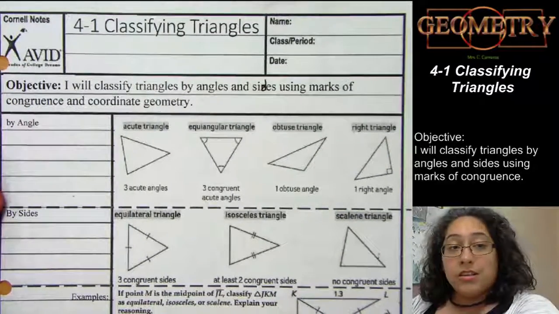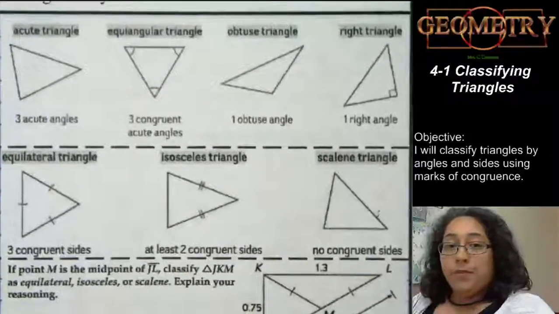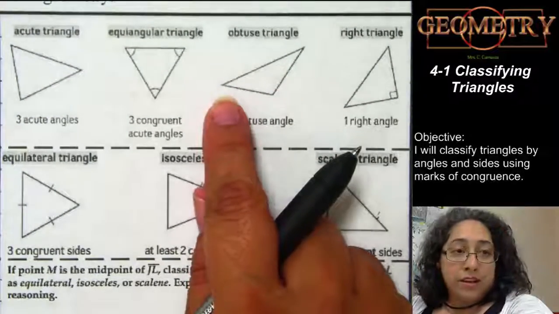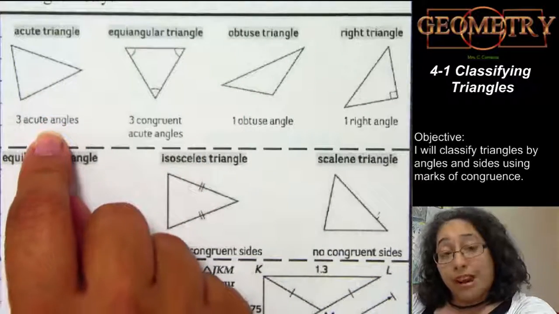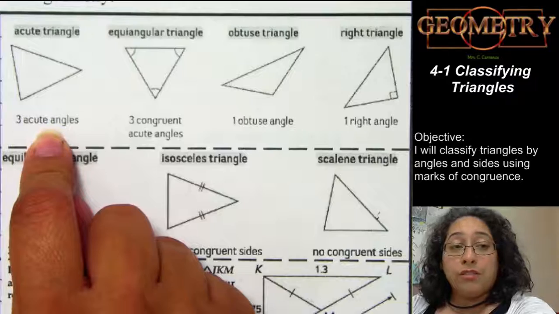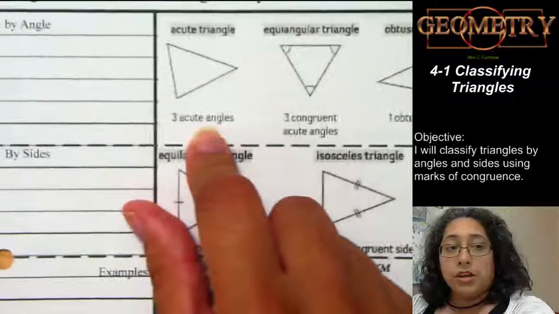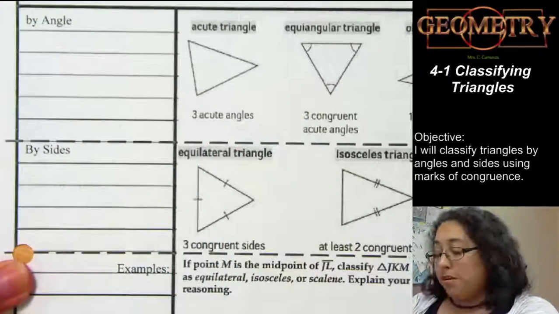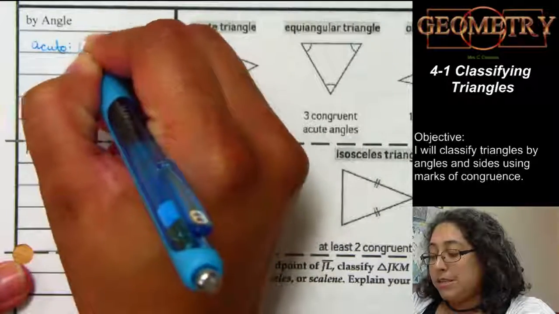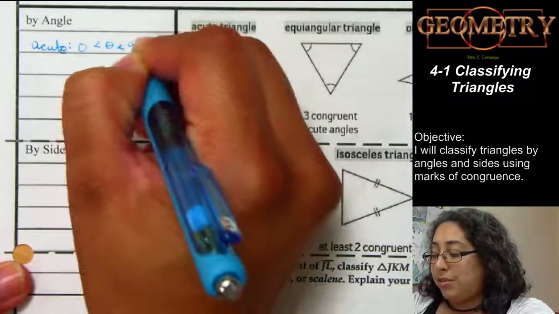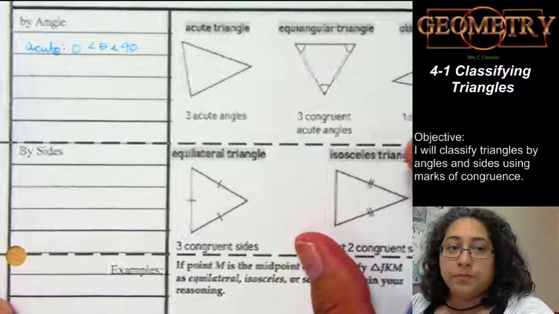So let's get started and let's look at classifying first off by the angle. So here we have classifying triangles by the angle. If the three angles of your triangle are all acute angles, we're going to call it an acute triangle. In order for it to be considered an acute angle, please recall that acute angles have a measurement somewhere between 0 degrees and 90 degrees. It must be bigger than 0, it must be smaller than 90.